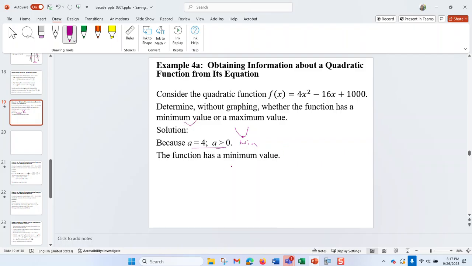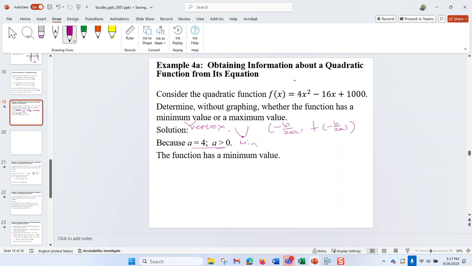All right, where's the minimum? The minimum or maximum is always on the vertex. So we have to find the vertex here. So where's the vertex formula? That's negative b over 2a, right? You can just remember that it's negative b over 2a for the x.